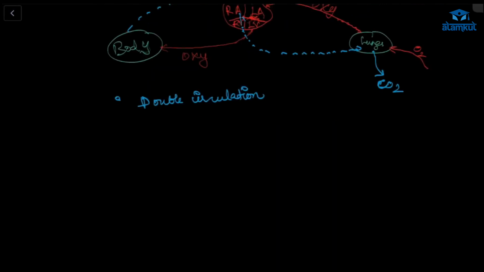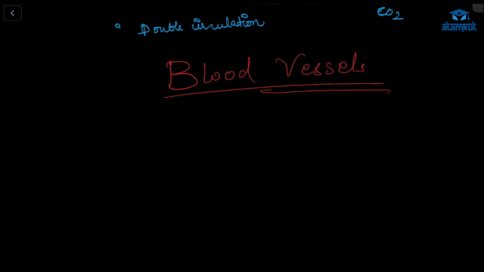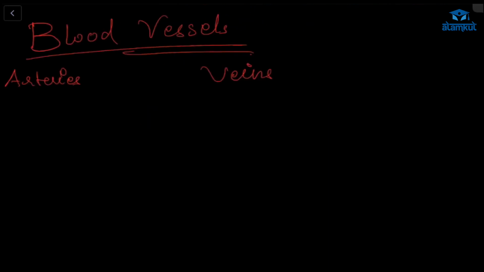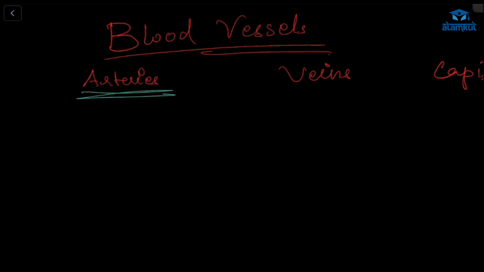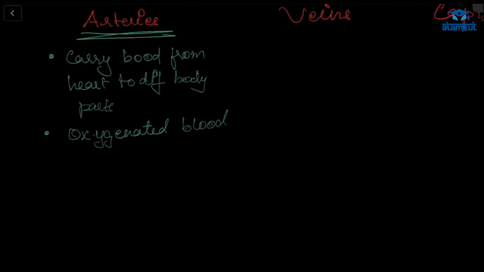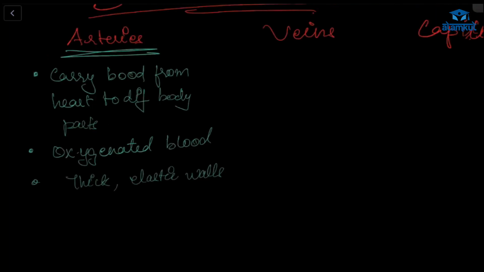Okay, so this is the simplest way to know. After this, we'll learn about the blood vessels. There are three types: arteries, veins, and capillaries. What is the work of arteries? They carry blood from the heart to different body parts, and they carry oxygenated blood. And they have thick elastic walls.